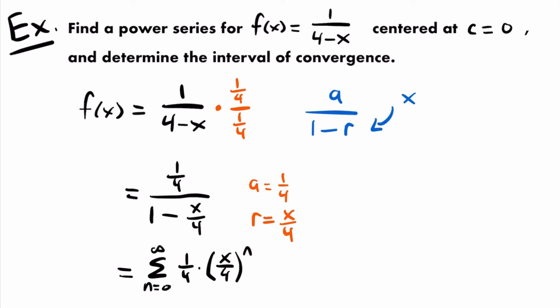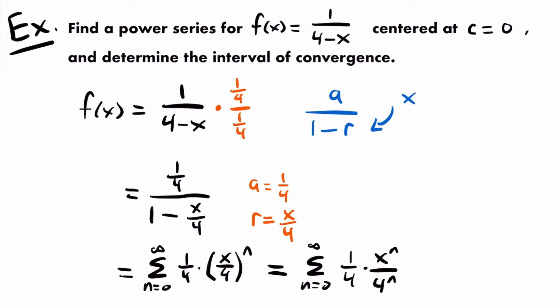Okay, and so now we can simplify this power series a little bit. We'll raise x to the power of n and 4 to the power of n, and watch what happens when we do that. We'll have the sum from n equals 0 to infinity of 1 divided by 4 times x to the power of n divided by 4 to the power of n. Now we have 4 and 4 to the power of n in the denominator that we can combine by adding their exponents.